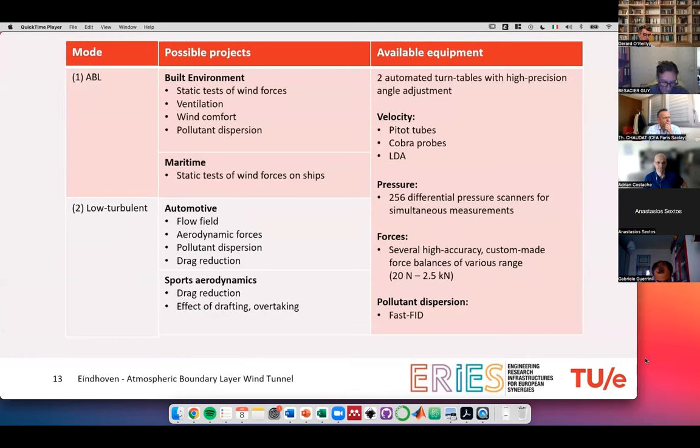But the available equipment that we have is also of interest. We have two automated turntables with a high precision angle adjustment. For velocity measurements, obviously pitot tubes, then copper probes and the LDA. We have 256 differential pressure scanners for the simultaneous pressure measurements. And for forces, we have several high accuracy custom-made force balances of various range that will of course depend on the object of interest. And for the pollutant dispersion, we have a fast FID, a flame ionization detector.